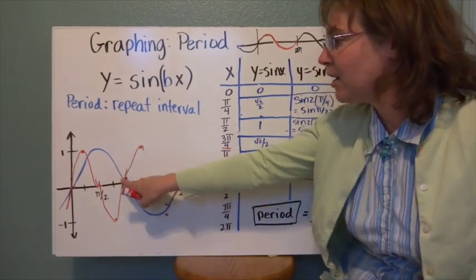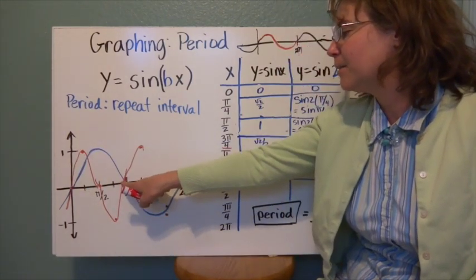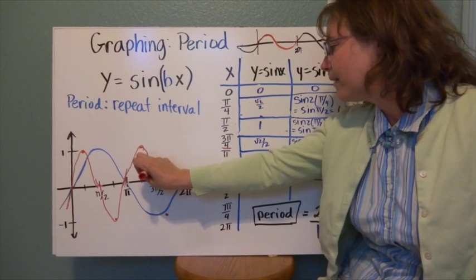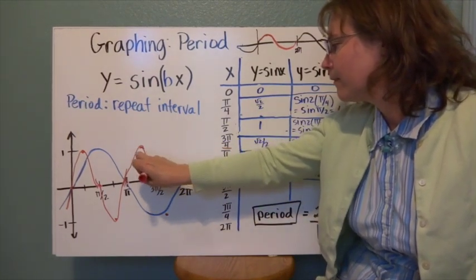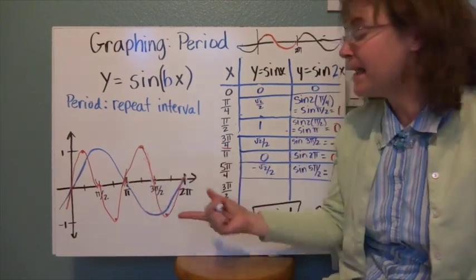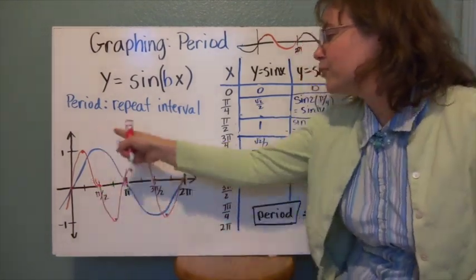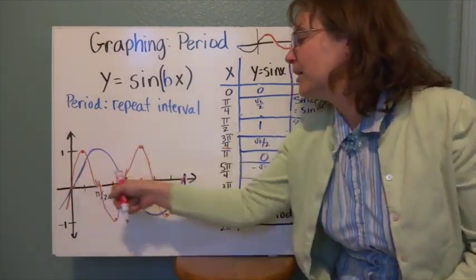And now see here, I've already repeated that whole section of sine. And I'm going to go to pi again. And see, I've repeated it twice in 2 pi, when my first sine, I would only repeat it once. And so my period here is pi.